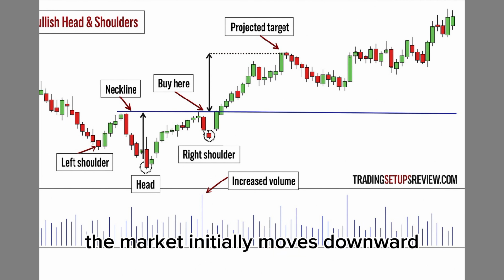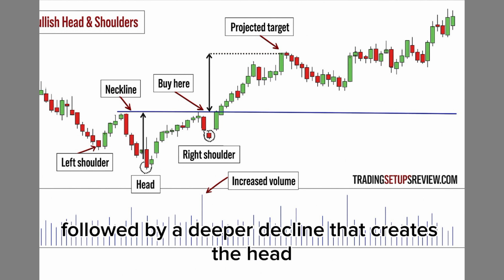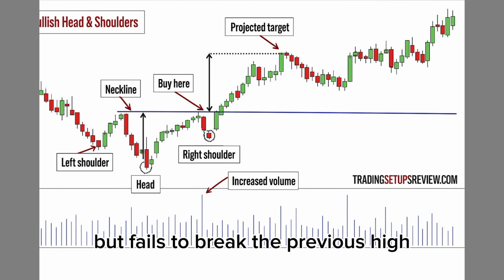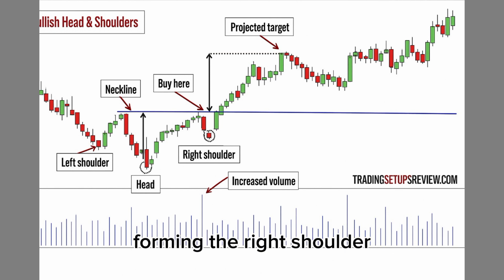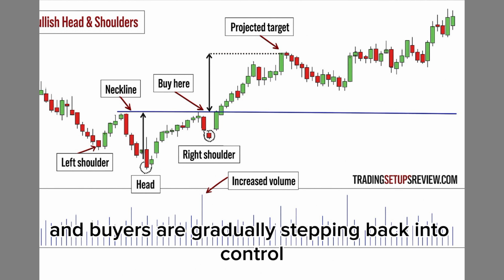The market initially moves downward, forming the left shoulder, followed by a deeper decline that creates the head, the lowest point of the pattern. After that, price rises again but fails to break the previous high, forming the right shoulder. This structure tells us that the sellers are losing strength and buyers are gradually stepping back into control.